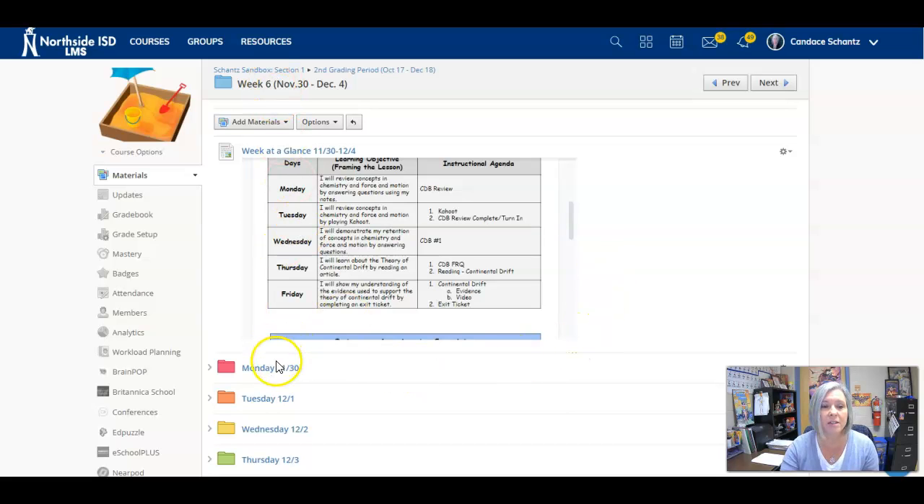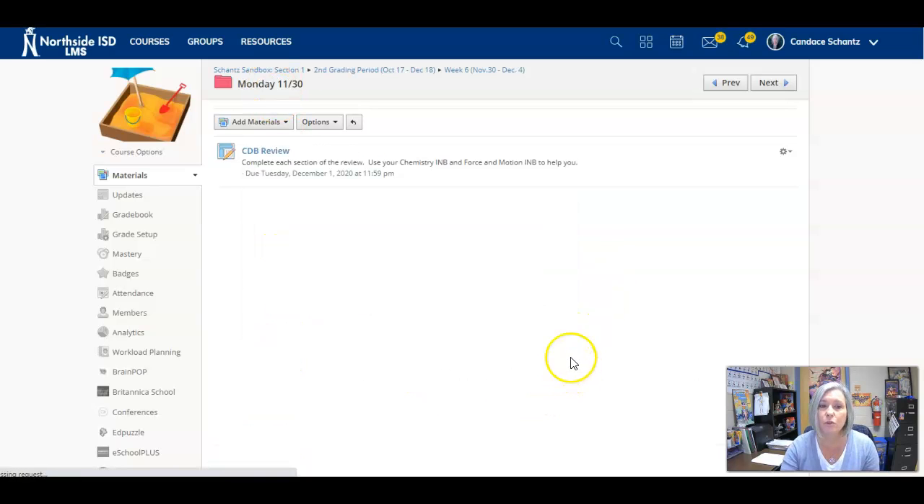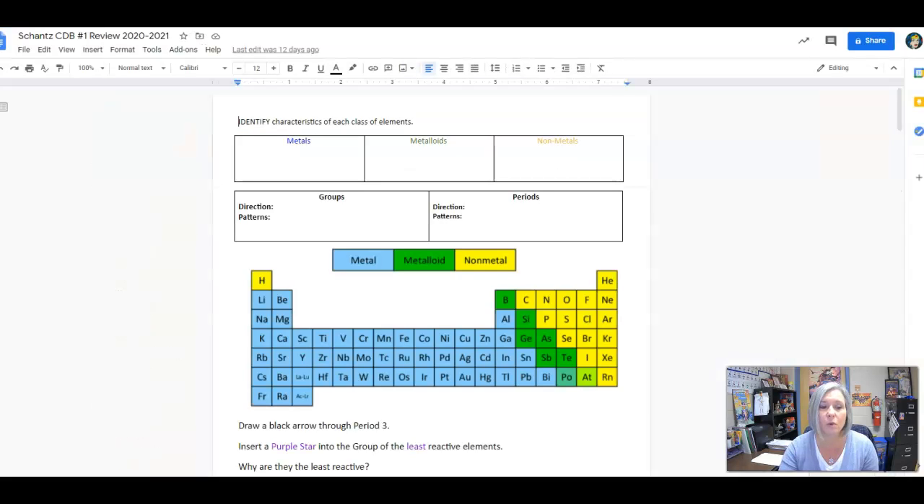So let's look at today's activity. You have a review sheet. Now, when you open the review sheet, it's going to seem a little bit long. That's because I spaced things out, and there's lots of graphics, so it's not that much that you have to complete.